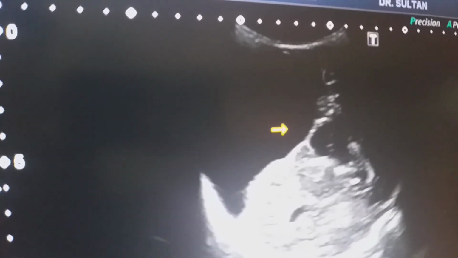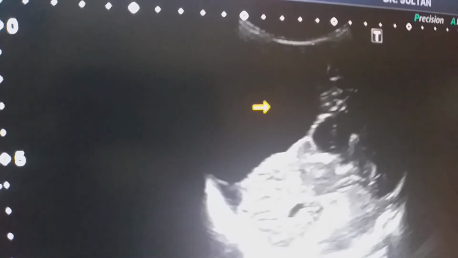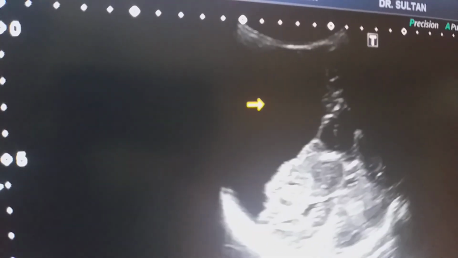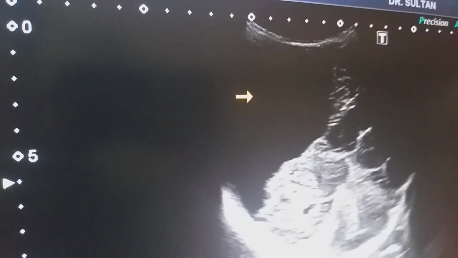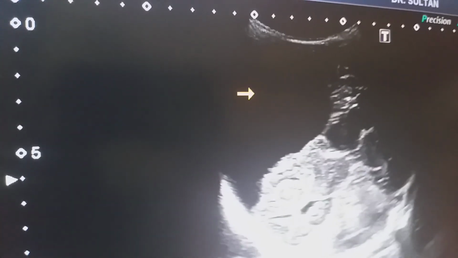So this is the case of right middle cranial fossa arachnoid cyst with its mass effect.